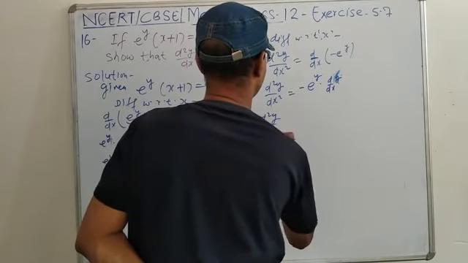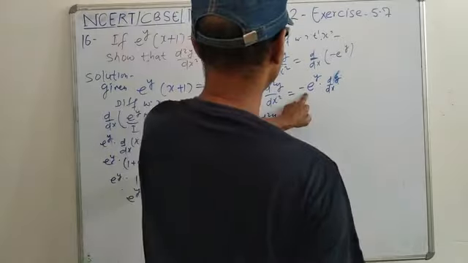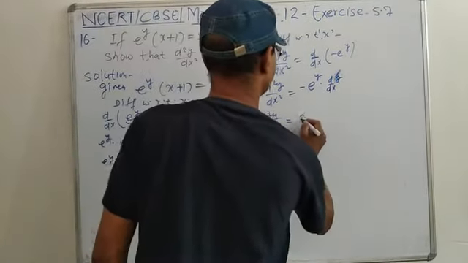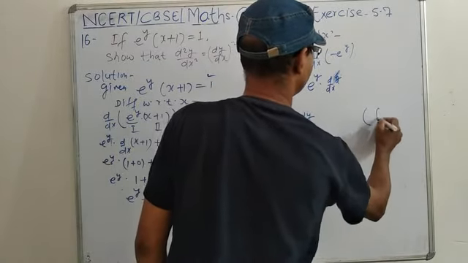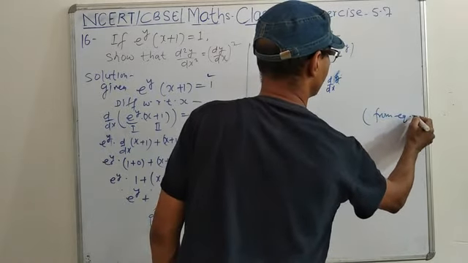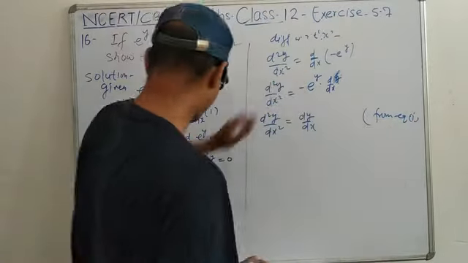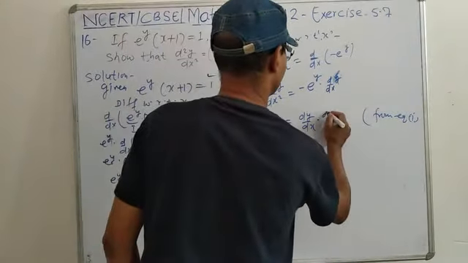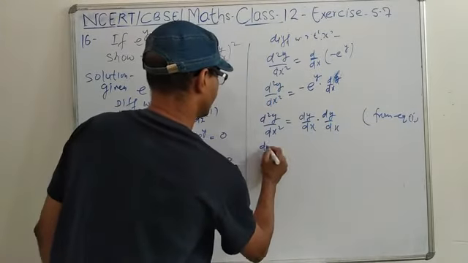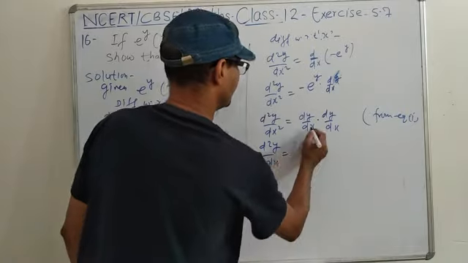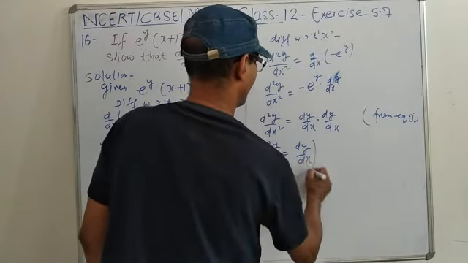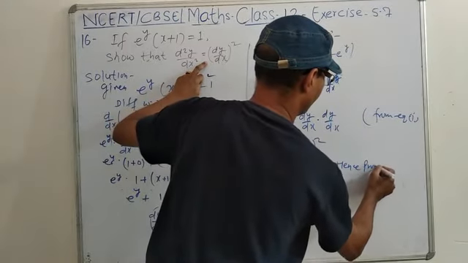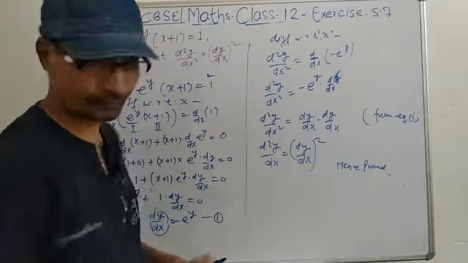Now d2y by dx square is equal to, what is minus e to the power y? You can see here minus e to the power y is written as dy by dx. From equation number 1, minus e to the power y is dy by dx, and into this also dy by dx. So this will become d2y by dx square equal to dy by dx whole square, hence proved. So it was the solution of question number 16.